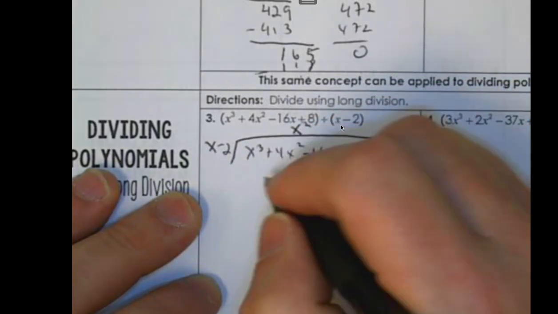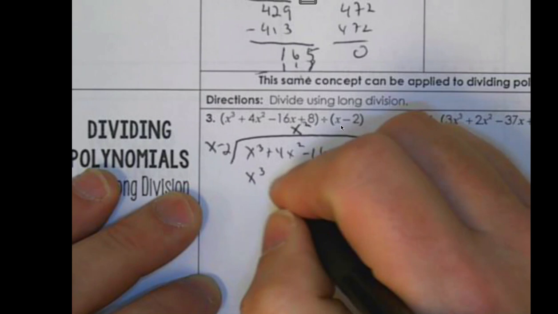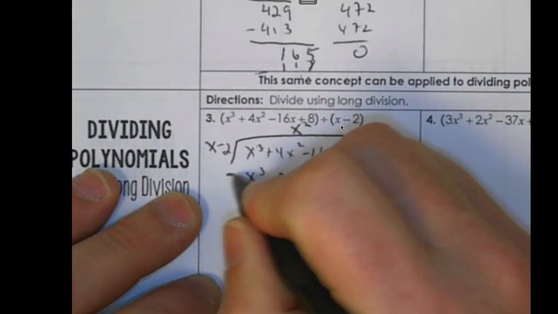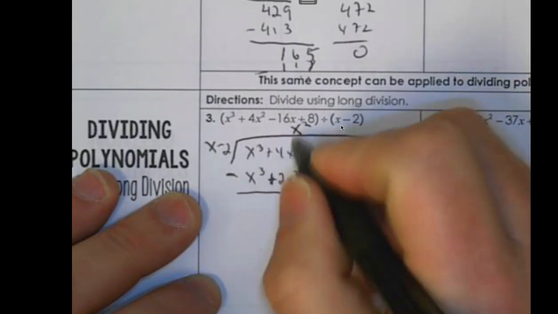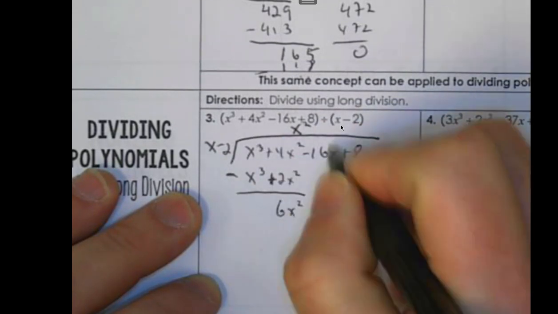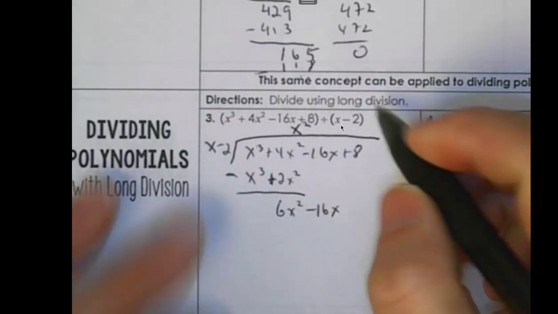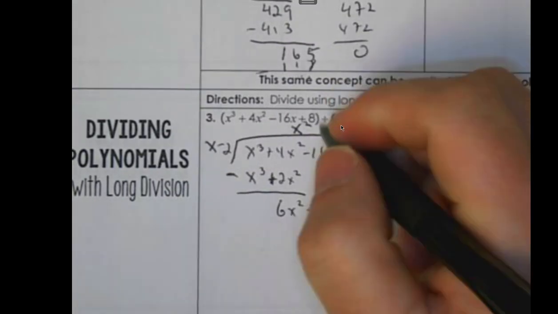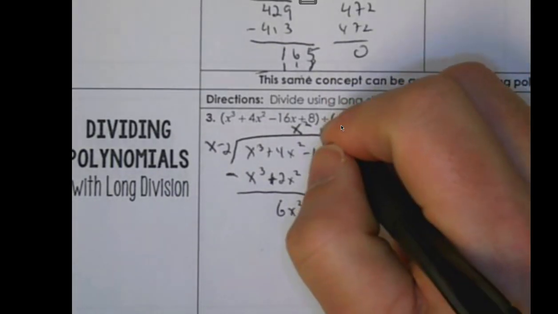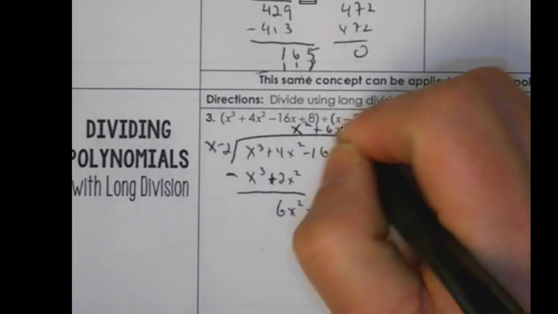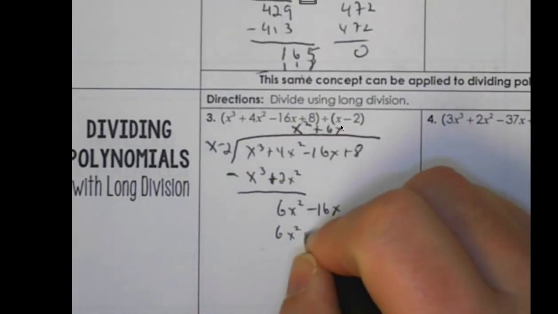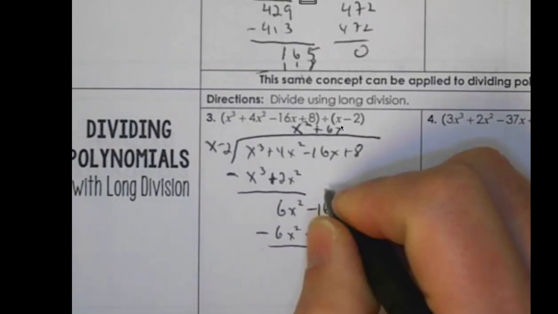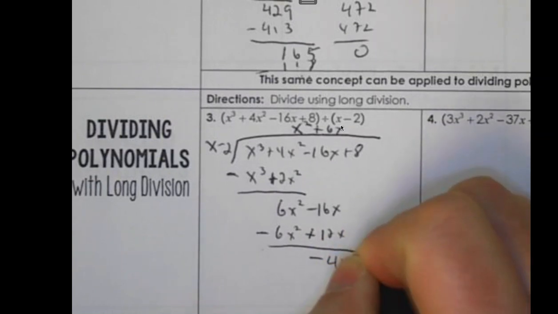So if I distribute, I go x cubed minus 2x squared, and then you have to change the signs. So this is a minus, this is a plus. Do arithmetic, this gives me 6x squared. I got to bring down that 16x. So then what do I got to times an x by to make it look like a 6x? So in this case, it's going to be 6x, I guess, right? So 6x. Distribute, you get 6x squared minus 12x. Then you change the signs. That's a minus, that's a plus. Do arithmetic. This gives you negative 4x plus 8.